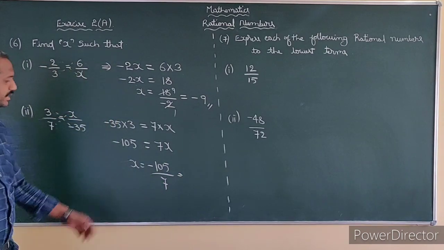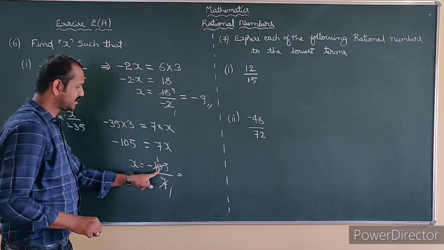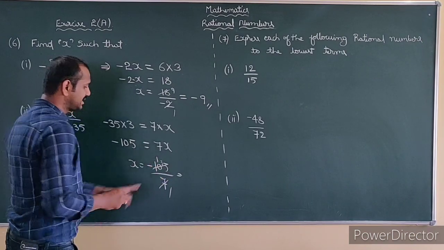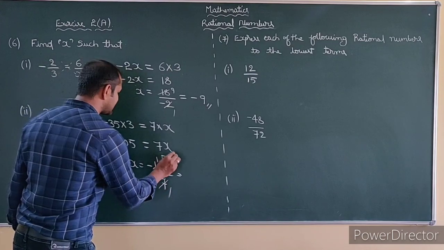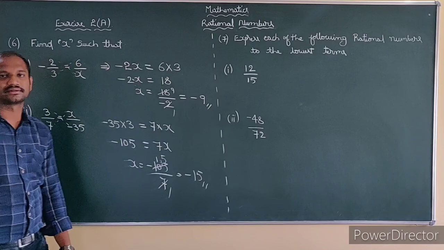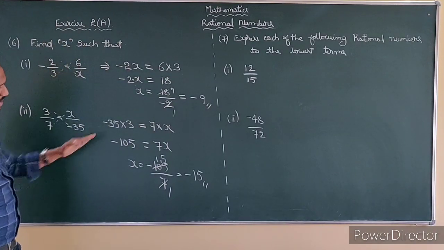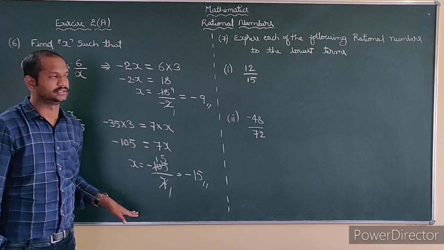How can we do it now? We need to cancel it. 7 1s are 7. So how much is the remainder? 3. That is 35. So 7 5s are 35. So you get the answer minus 15. Understand? See, when you want to find the x values, first cross multiply, then find the x values.